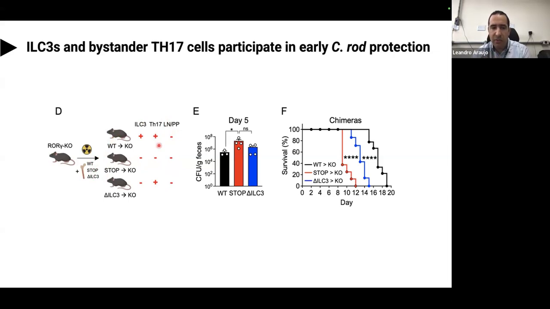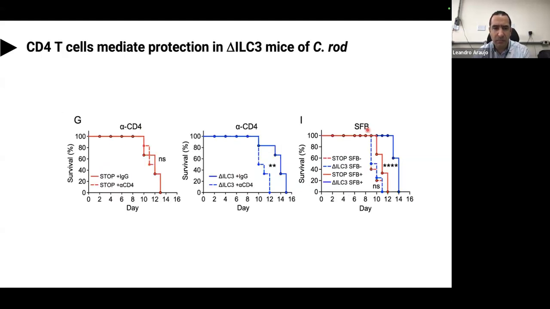And we infected these mice with Citrobacter rodentium. As you can appreciate here, we still see the same difference between the delta ILC3 mice and the stop mice. But as we expected, the wild type mice die too without the lymph nodes, showing that lymph nodes are very important and crucial for this clearance, because the pathogen needs T cells to be cleared. So to show that this difference is due to the CD4 T cells, we did the same thing, and we depleted the CD4 T cells using a depleting antibody.